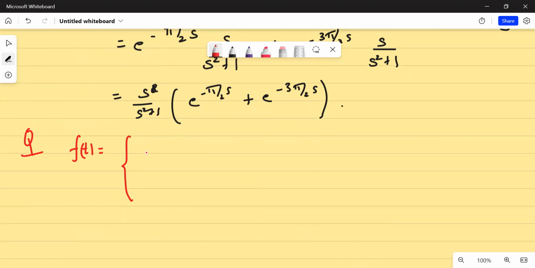Now try to do this question. Probably I have made you do this or not made you do this. If I have made you do this, it will be revision for you. And if I have not done it for you, then kindly do this. Okay, so I'm giving you a minute, try to do this.